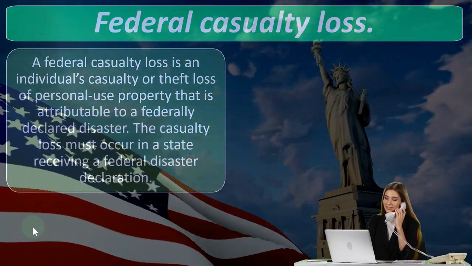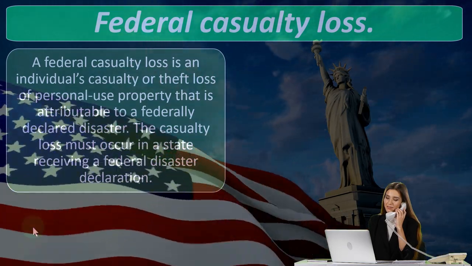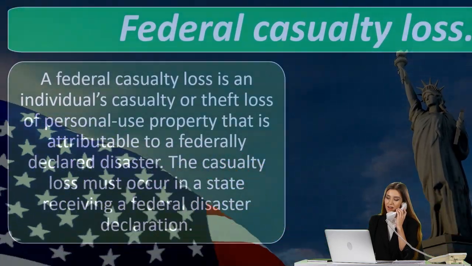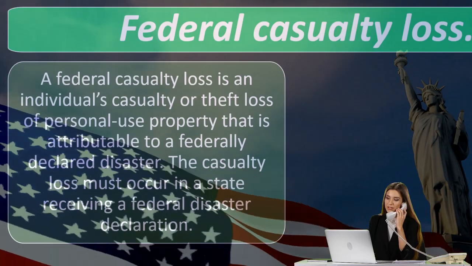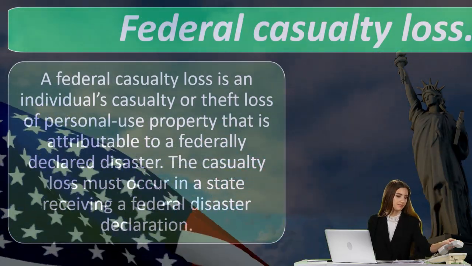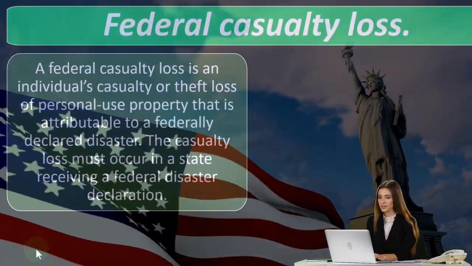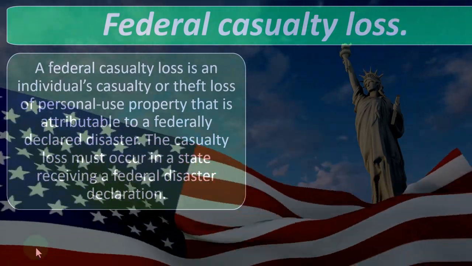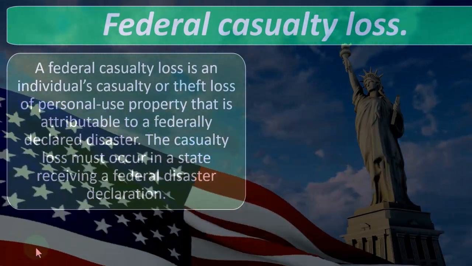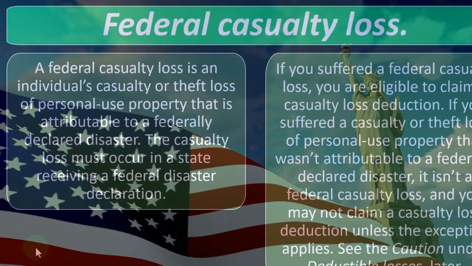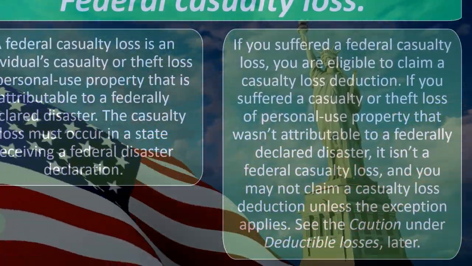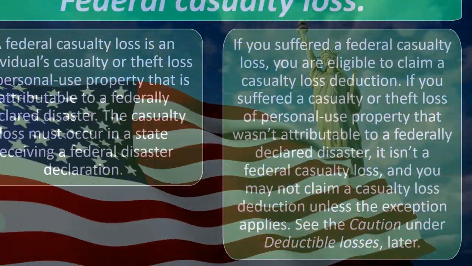Federal casualty loss. A federal casualty loss is an individual's casualty or theft loss of personal use property that is attributable to a federally declared disaster. The casualty loss must occur in a state receiving a federal disaster declaration. So now you've got this declaration, this formal process, that the loss has been declared.